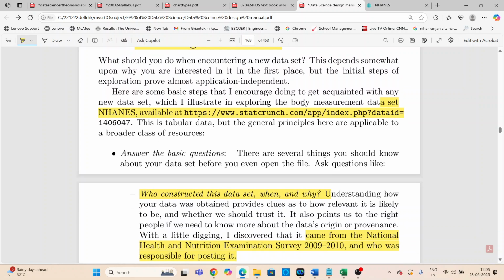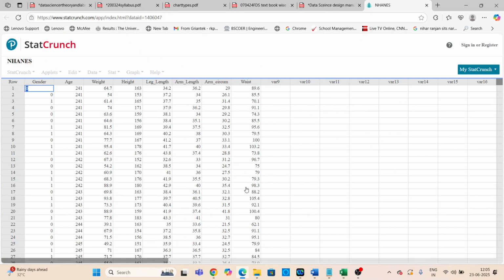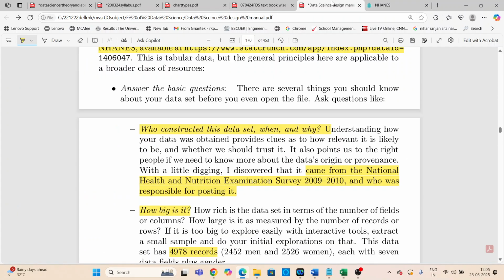So first, you need to understand the following questions related to a new data set. Who constructed this data set, when and why? For example, this is your data set. The first question which should come to your mind is, who prepared this data set? When did he prepare it? Why did he prepare it? So you should get the answers maybe by Googling, maybe by asking someone, and try to get the answer for this. What is the question? This is my data set, and for this, the question is who constructed it, when, and why.